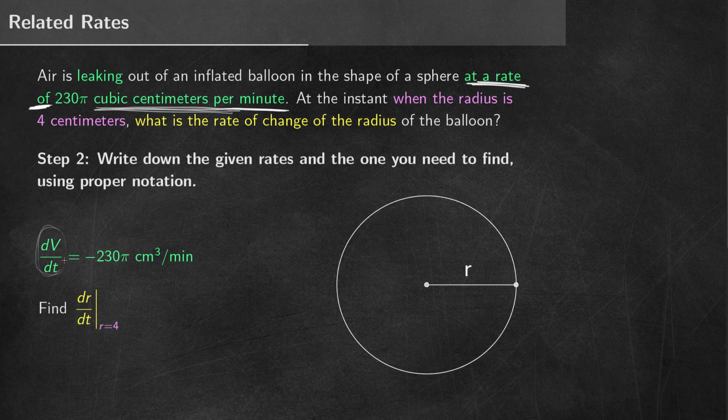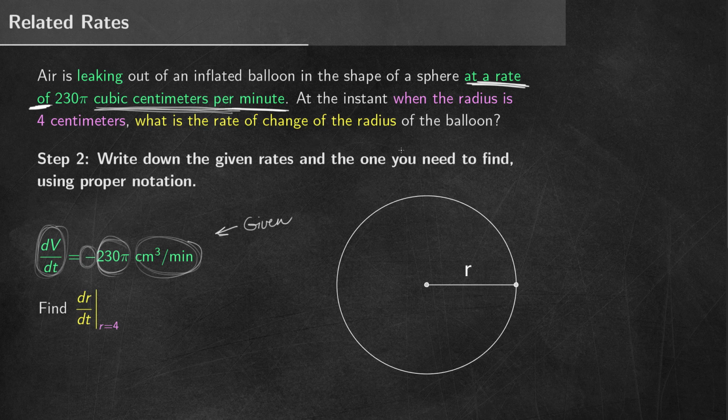So here's my dV over dt. I know that it's negative. I know it's equal to 230 pi, and I know the units are cubic centimeters per minute. So that's the rate that I'm given. So in step 2, we're always going to write down what is the given rate, and then we're going to write down what is the rate I'm trying to find. So that's the part that I've highlighted in yellow. In the problem, it says, at the instant when the radius is 4 centimeters, what is the rate of change of the radius? What is the rate of change of the radius?